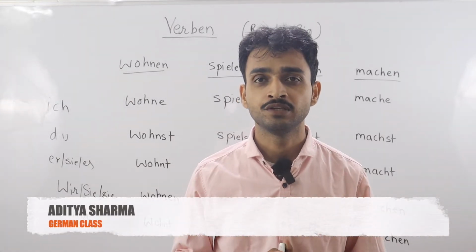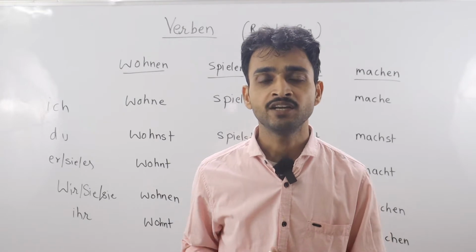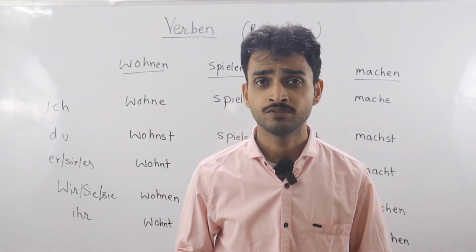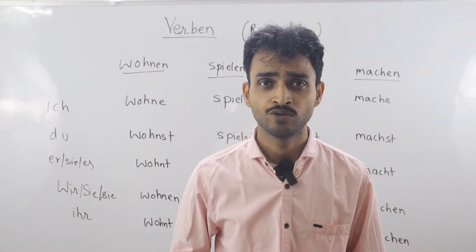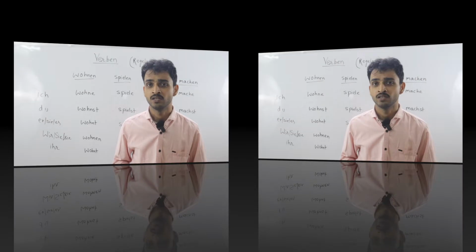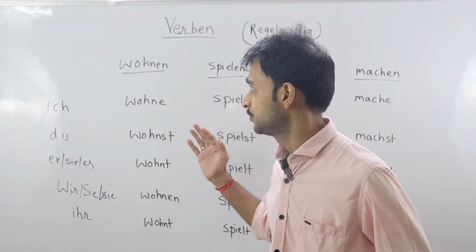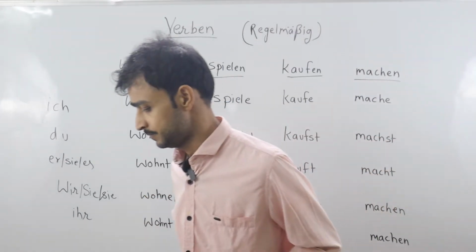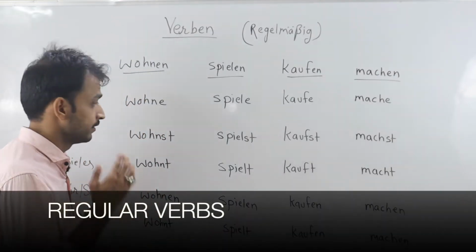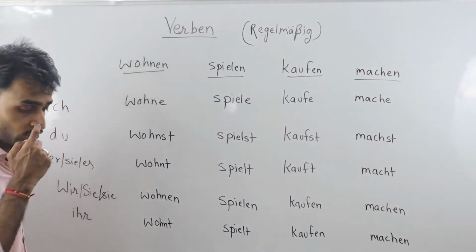In today's video we learn some regular verbs. I have written here a few examples of regular verbs, and in the previous video, part 1, you have already seen irregular verbs. The link you will get below in the description. So I have written here 4 verbs: wohnen, spielen, kaufen and machen. And this is the subject, in German.